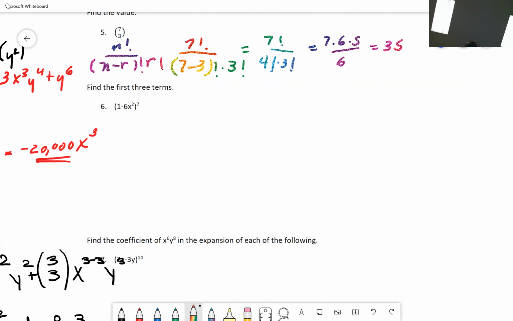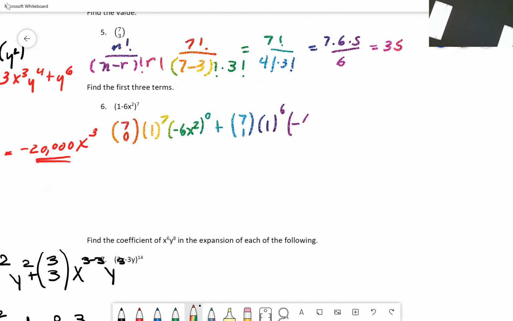All right. Now tell me the first three terms. 7, 0, right? Yes. I have the first three is 7, 0, 7, 1, 7, 2, right? Yes. Okay. So 7, 0 times 1 to the 7th, negative 6x squared to the 0. Then 7, 1 times 1 to the 6th, negative 6x squared to the 1. Then 7, 2 times 1 to the 5th, negative 6x squared to the 2.